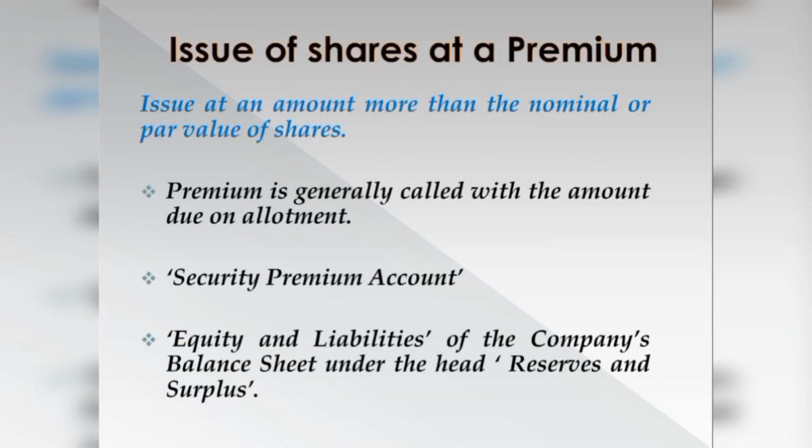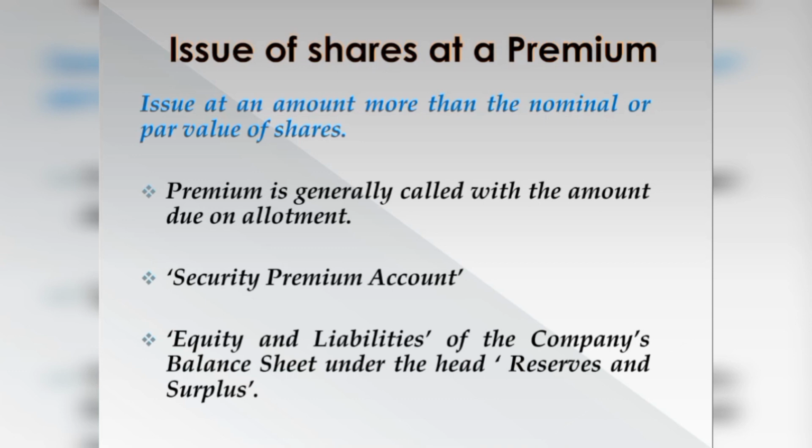The next is the case of issue of shares at a premium. When shares are issued at a premium, they are issued at an amount more than the nominal or par value of the shares. For example, if the face value of the share is rupees 10 but the issue is done at rupees 12, then it is said to be an issue of shares at a premium. Premium is generally called with the amount due on allotment. A separate account called Securities Premium account is created, where the amount of premium will be credited.